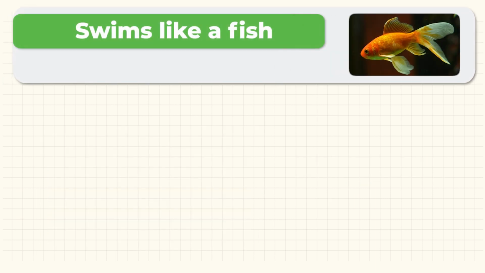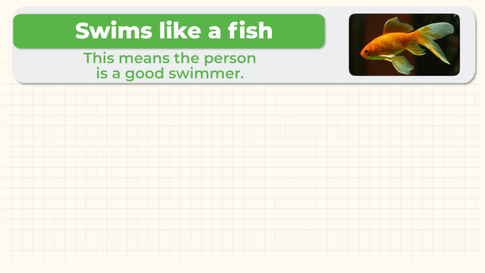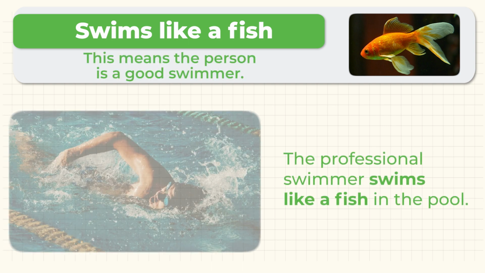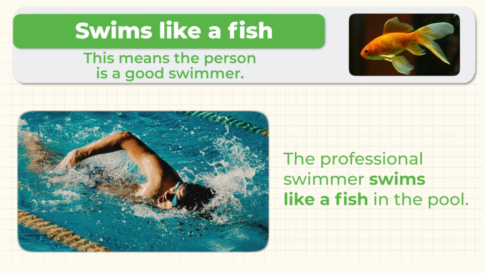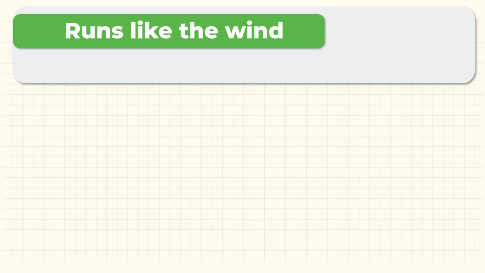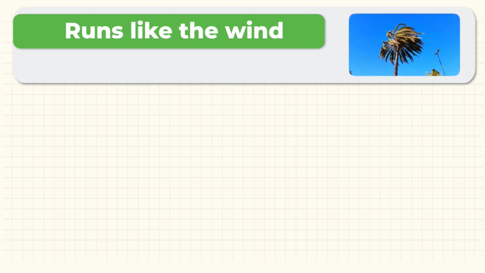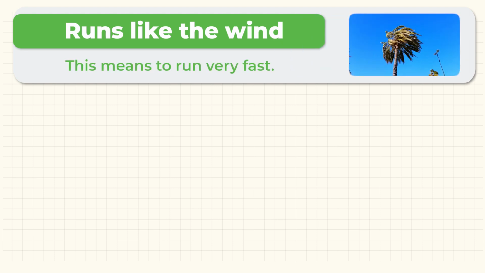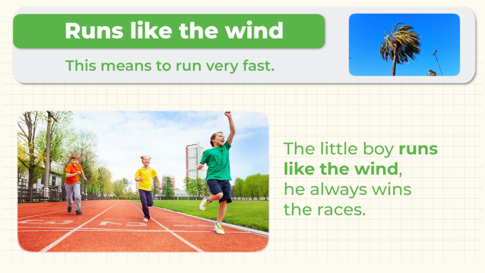Swims like a fish. This means the person is a good swimmer. The professional swimmer swims like a fish in the pool. Runs like the wind. This means to run very fast. The little boy runs like the wind. He always wins the races.